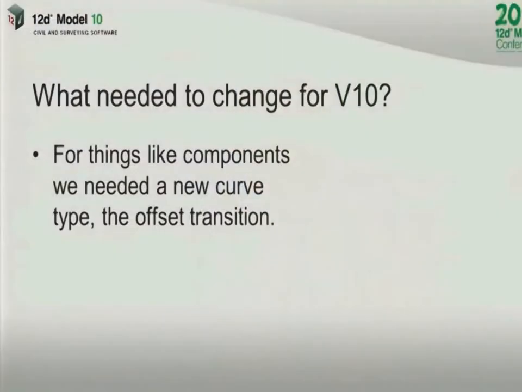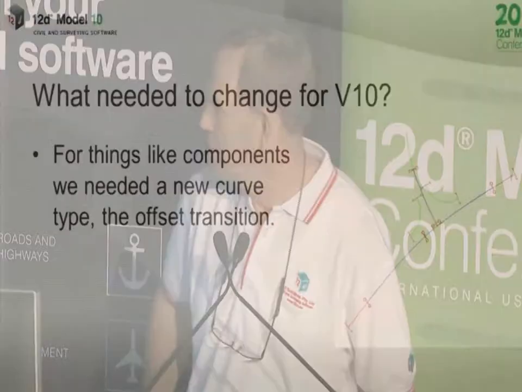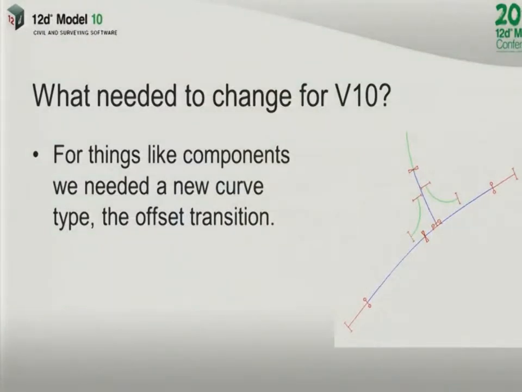Okay, what needed to change for V10? Well, for things like components, as Peter alluded to yesterday, when we've got components, we're doing filleting, we're offsetting. We needed something to be able to parallel, or no, I can't use the word parallel, it's offset, it is slightly different. So we did need a new curve type, the offset transition. And that's a typical case there. There's a road, we want to put a little curve returns off on the side, we've got some transitions there. We've got to be able to create something out in space that all the magic of Hahn stuff can work on.